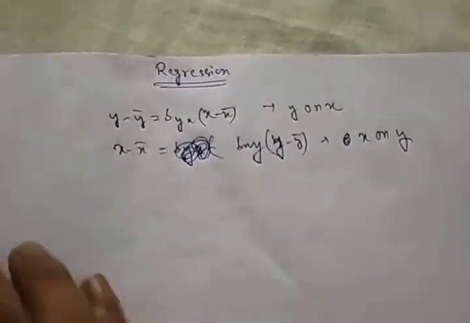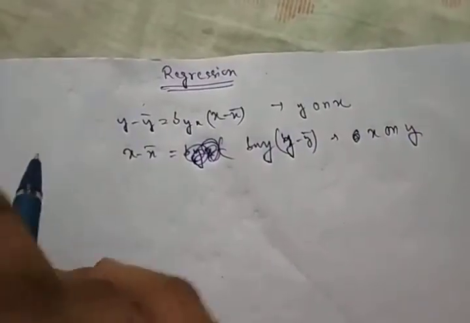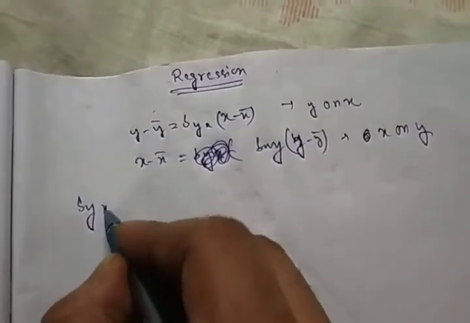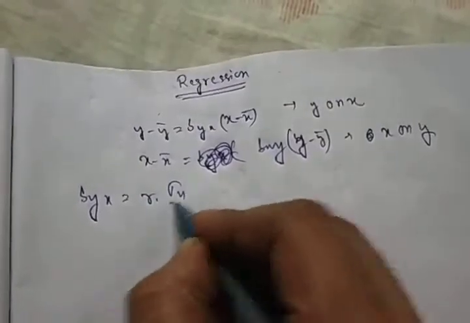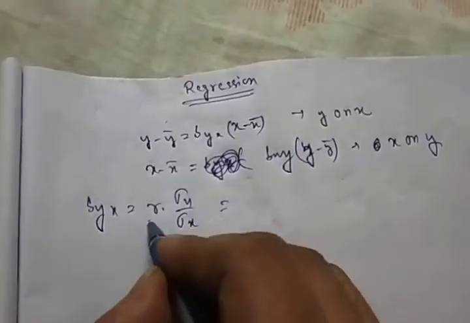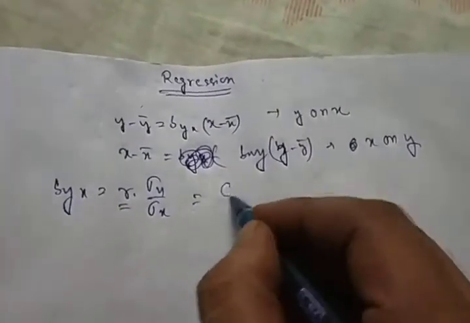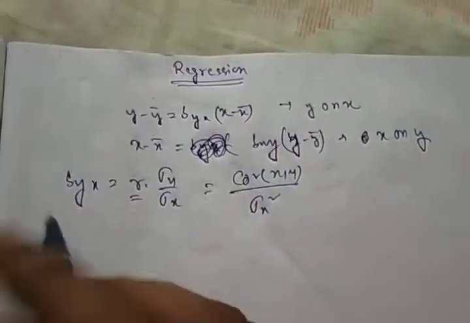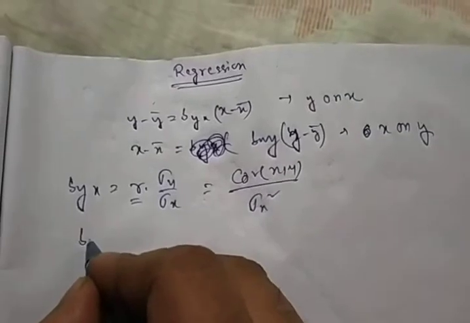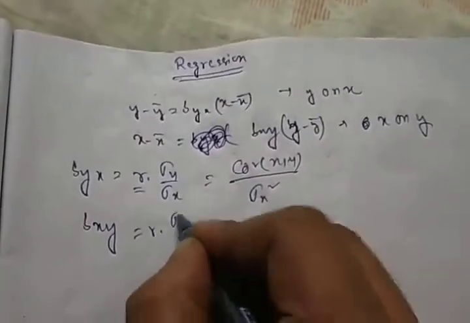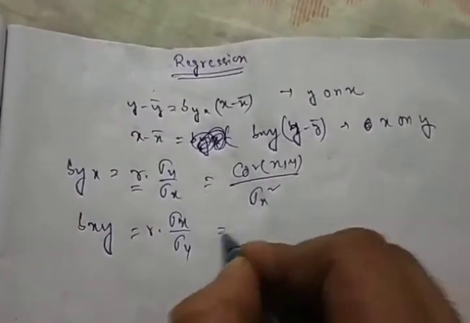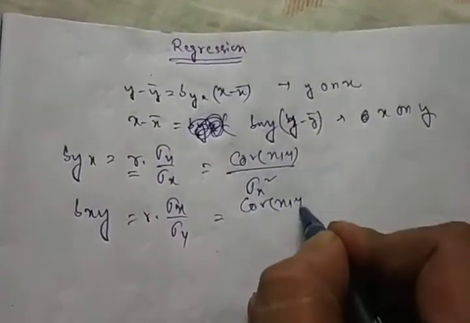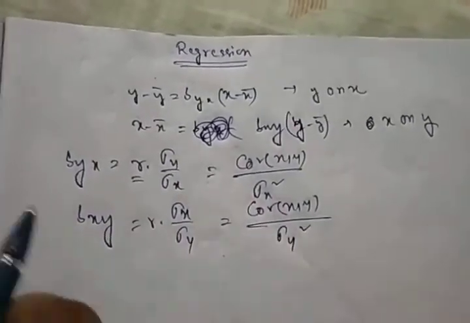Now, byx equals r into sigma y by sigma x, and if we put the formula for r, we will get covariance of xy divided by sigma x square. Also, bxy equals r into sigma x by sigma y, which also reduces to covariance of xy divided by sigma y square.